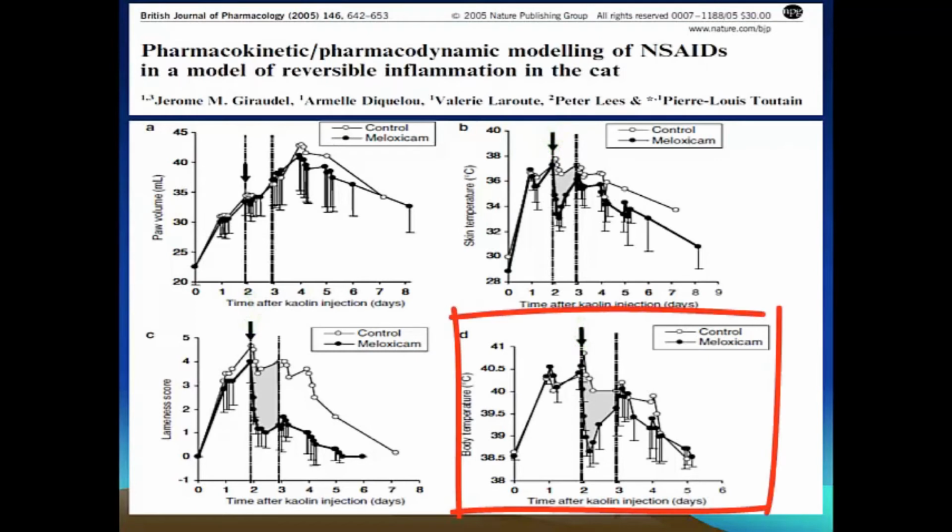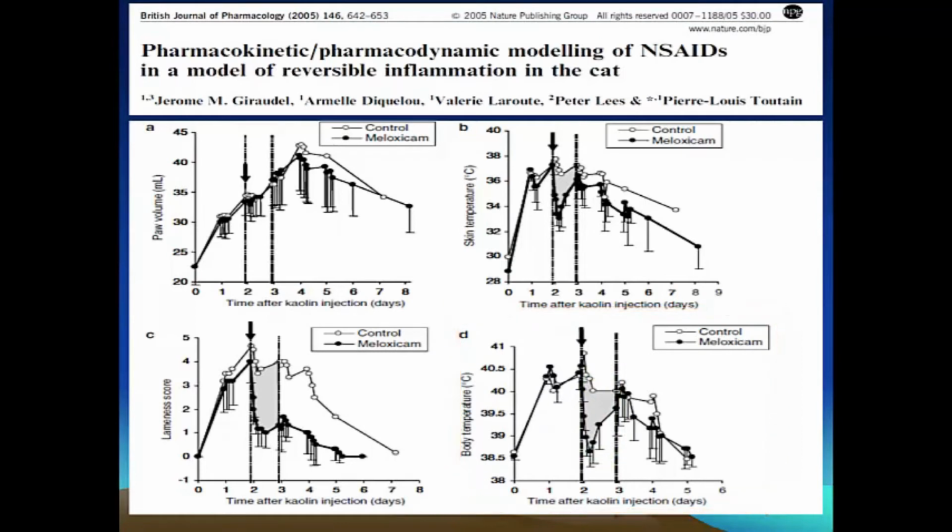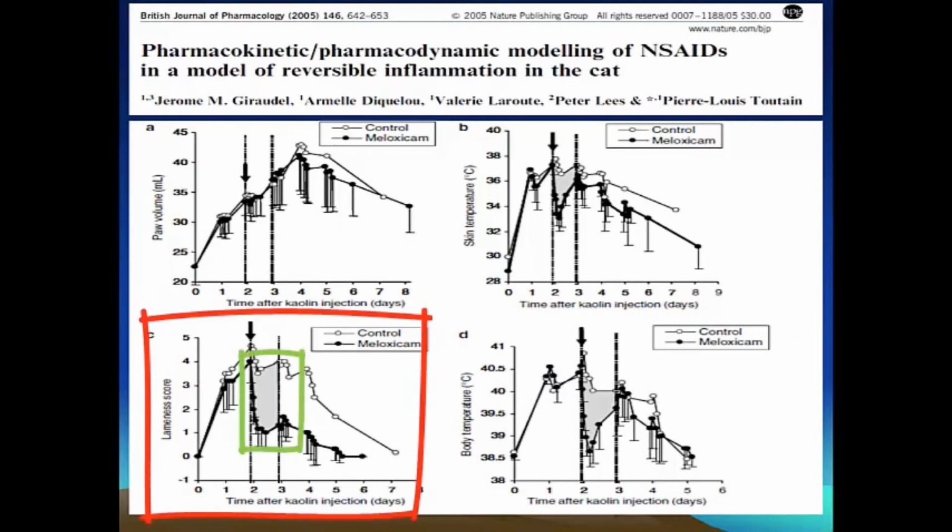If you look at the body temperature, it had really a very dramatic effect on almost restoring the normal body temperature in just a matter of a few hours. And that effect lasted for almost 24 hours. And it also had a very strong effect and a very rapid one on diminishing the lameness score on that cat. It didn't really go all the way down to 0, as you can see, but it almost did. And as you can see, the effect lasted for more than 24 hours.